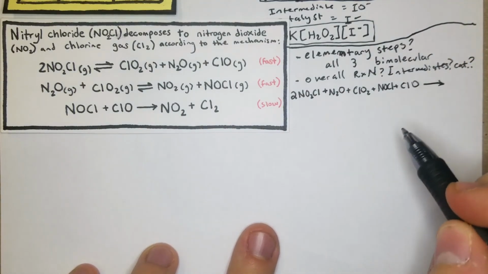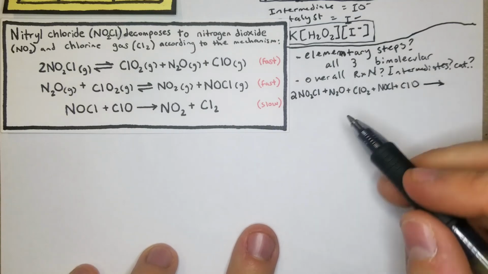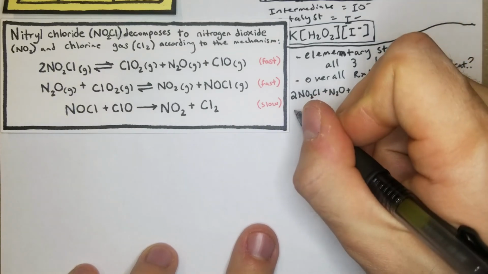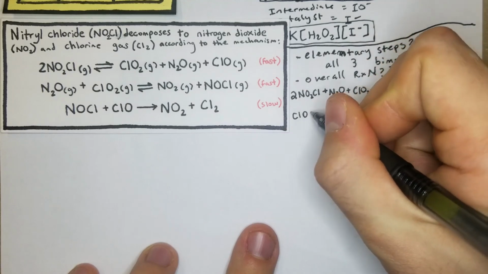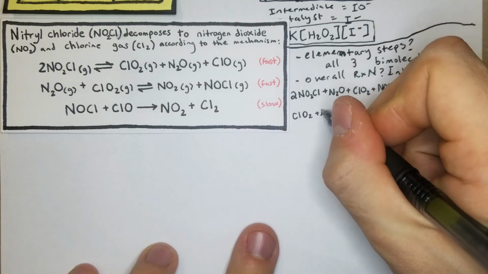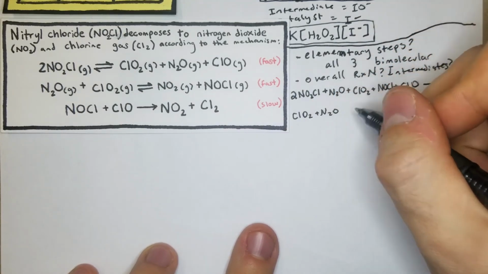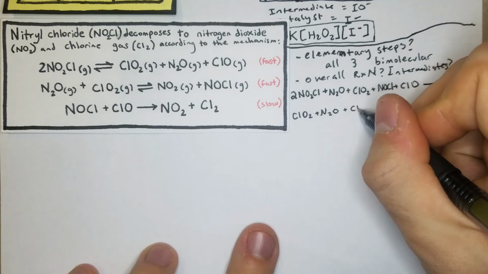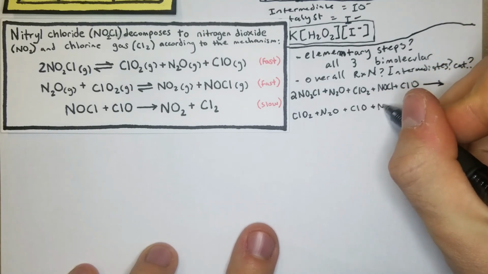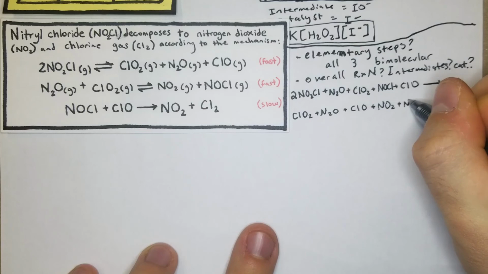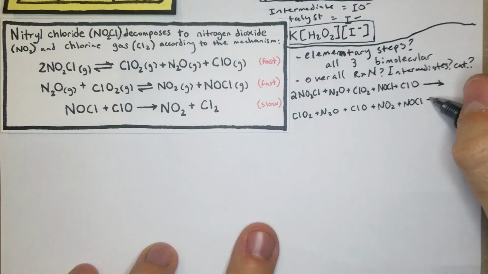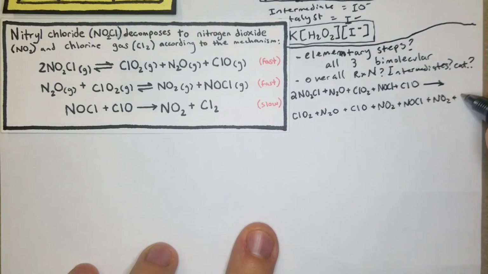What I like to do sometimes if I run out of space is write the product side on the bottom, and then you can compare them top to bottom, and sometimes that view can help. ClO2 plus N2O. As you can see, these are going to be right above. ClO, NO2, NOCl, NO2, and finally Cl2. So now let's go back in and see what we can cancel out.